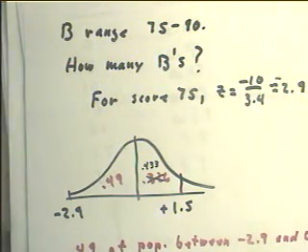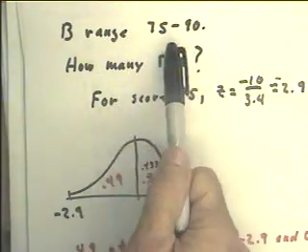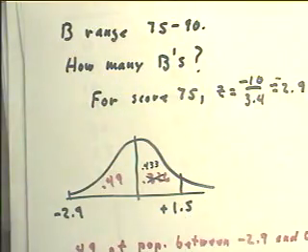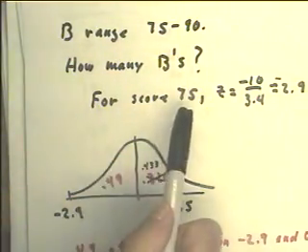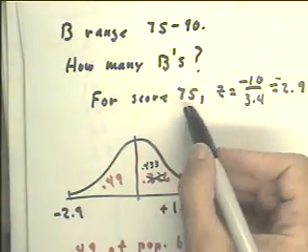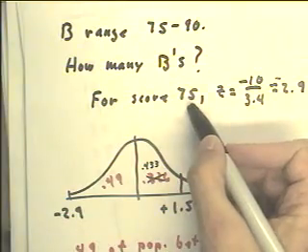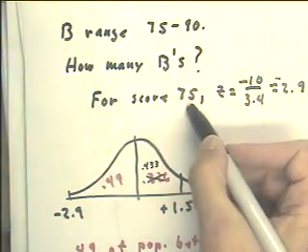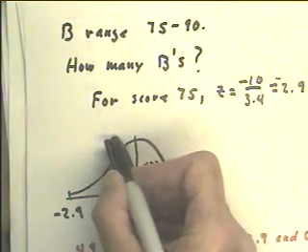The next question we ask is, let's say the B range goes from 75 to 90. How many B's do we expect? Okay, for a score of 75, what's Z? First of all, how far are you from the mean? How many standard deviations are you from the mean at 75? The mean is 85, so you're 10 units below the mean.